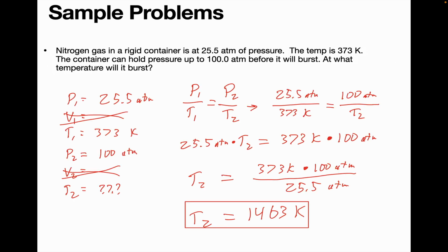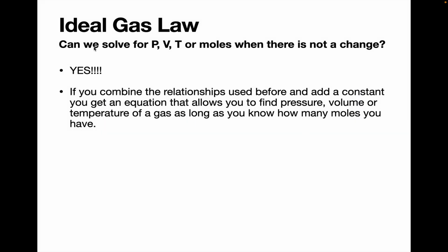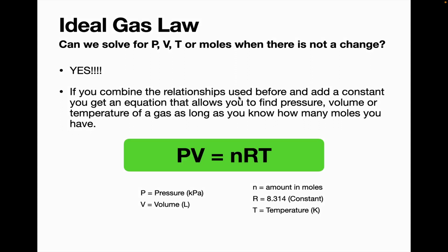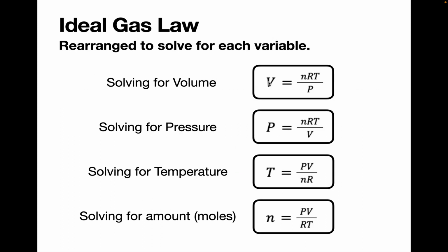Okay, so those were all problems where we had a change in them. We also can solve for pressure, volume, and temperature when there is not a change, okay? So we can find pressure, volume, and temperature with something if we don't have to go from start to finish. So that is possible. If we combine all our relationships together and add a mathematical constant, we can do that. And we get this equation that pressure times volume equals the number of moles times the constant, which we call R, times T, okay? So using this equation, we are going to want to rearrange it in one of four ways. So we either can find the volume, find the pressure, find the temperature, or find the number of moles.